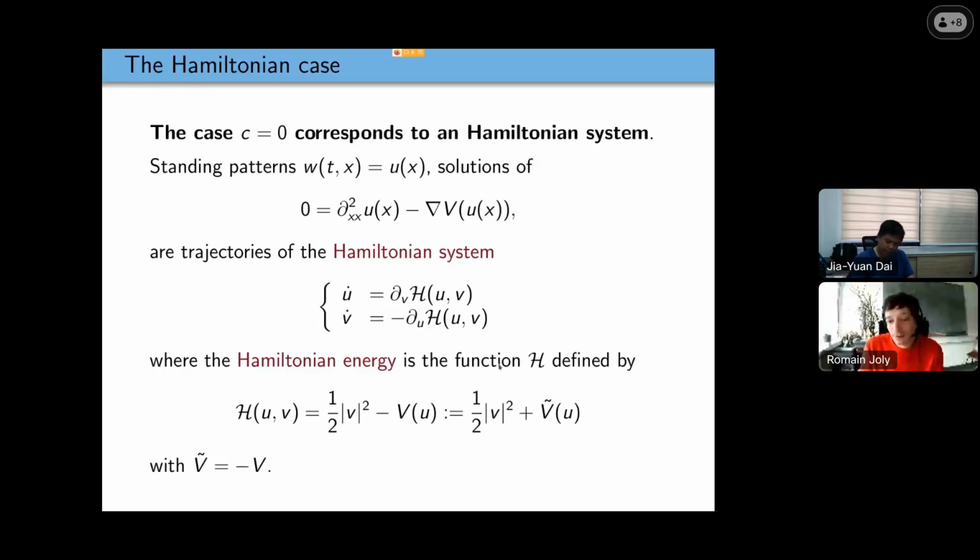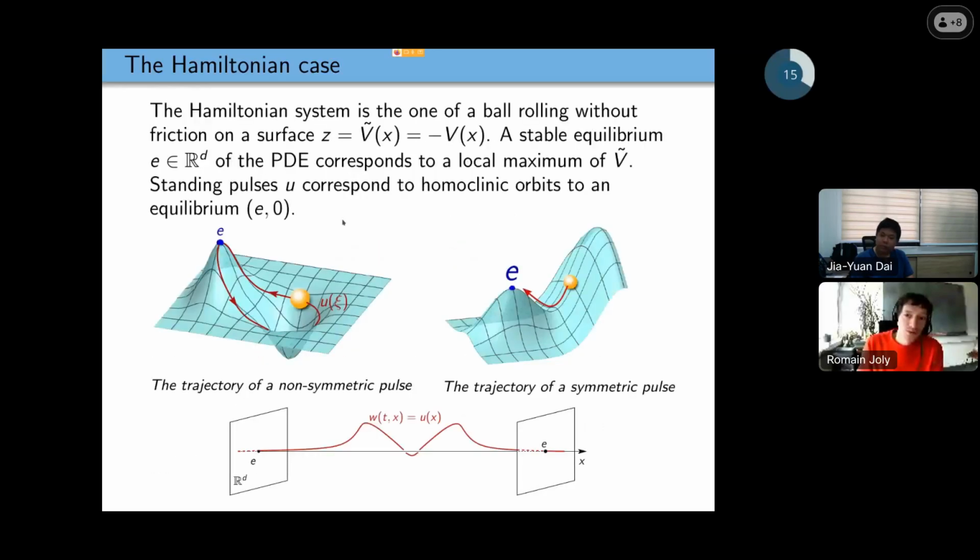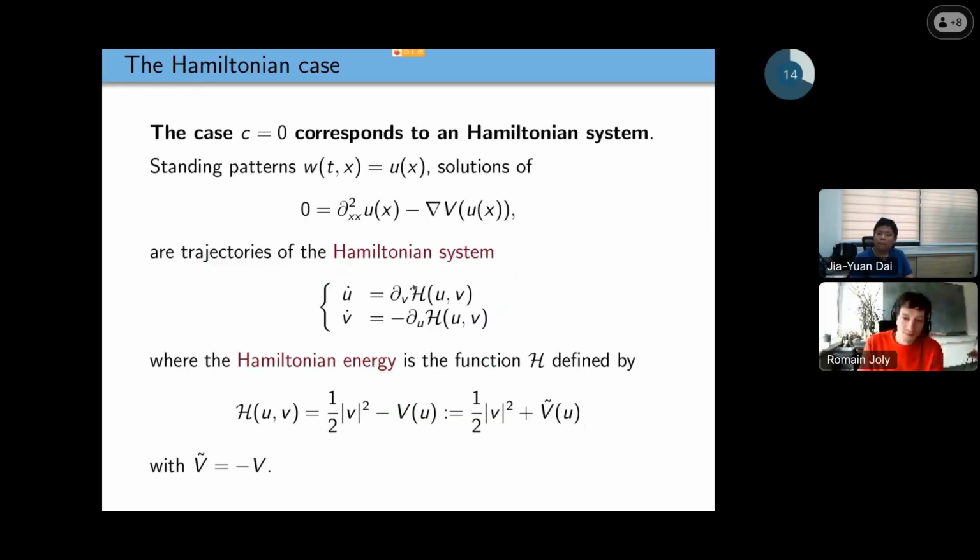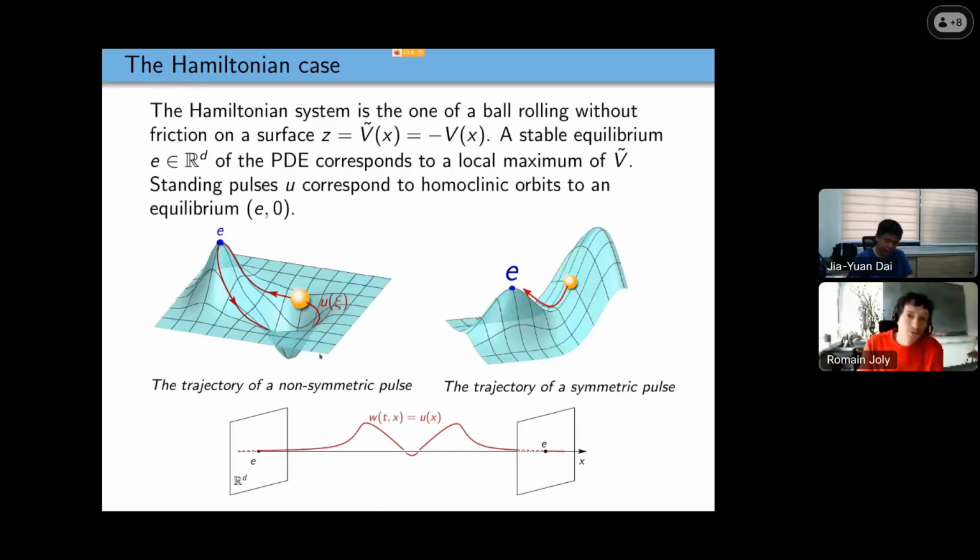Now when you consider standing patterns, what you have to understand is what happens for this ODE, for this Hamiltonian system. Mechanically, it is the same thing as a ball rolling on a surface without friction. You have your surface, which is the potential V tilde, which is minus the potential of the PDE. It is the reverse, the opposite of the potential of the PDE.